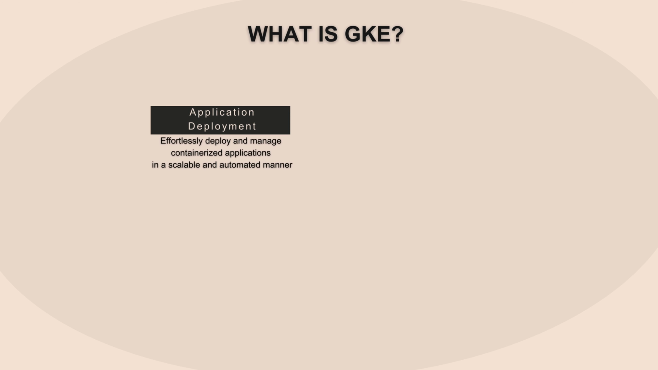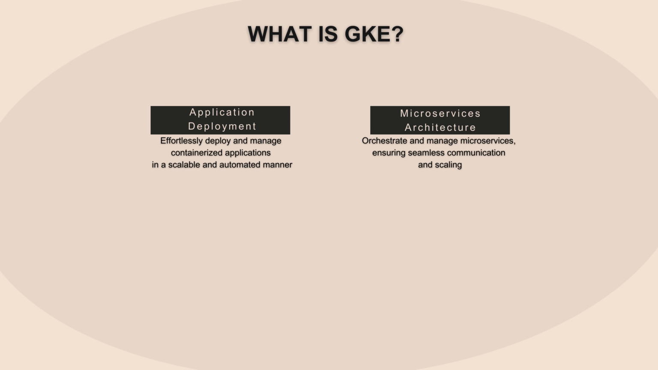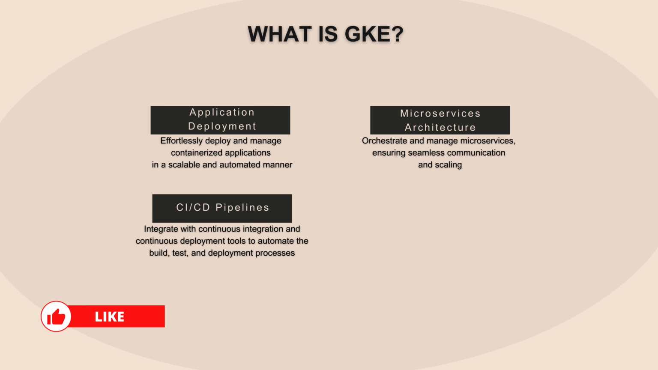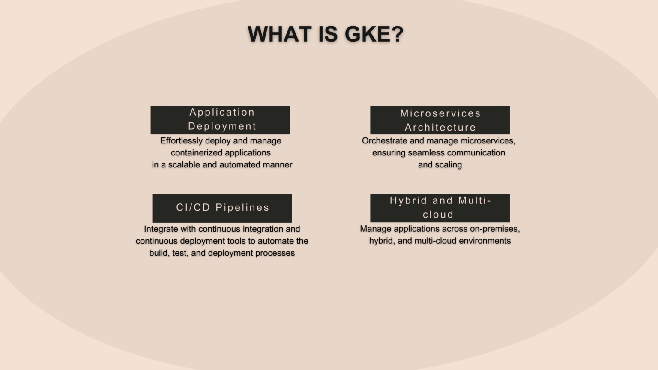Key uses: application deployment, effortlessly deploy and manage containerized applications in a scalable and automated manner. Microservices architecture, orchestrate and manage microservices, ensuring seamless communication and scaling. CI/CD pipelines, integrate with continuous integration and continuous deployment tools to automate the build, test, and deployment processes. Hybrid and multi-cloud environments, manage applications across on-premises, hybrid, and multi-cloud environments.